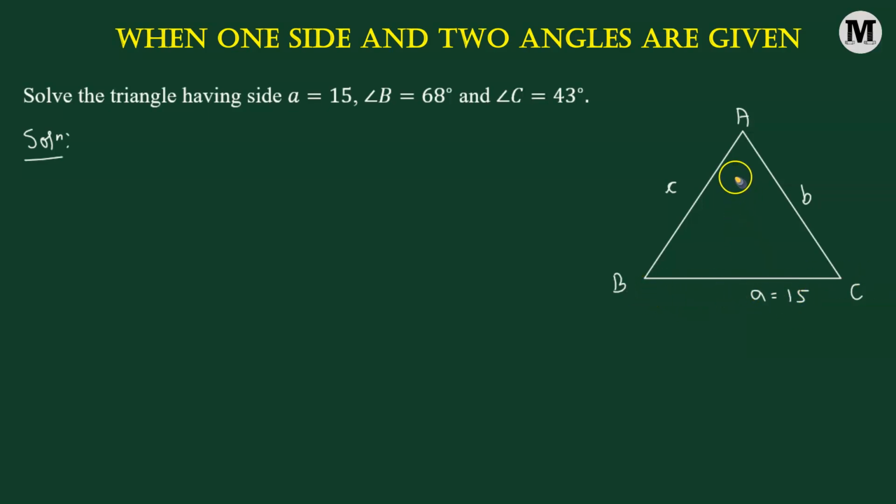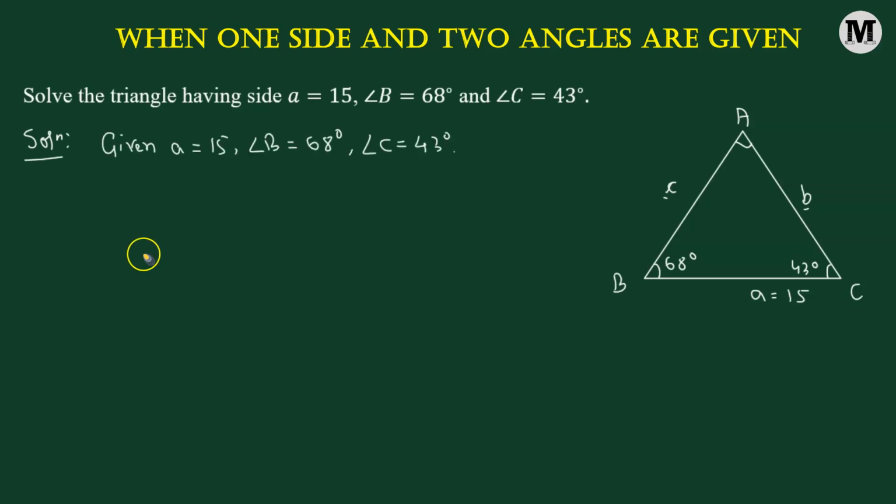Then we also have the angle measures of B and C. B is given as 68 degrees, and the angle measure of C is 43 degrees. Our goal will be to solve the triangle. That means we have to find the angle measure of A, and also we need to find the lengths of the sides B and C.